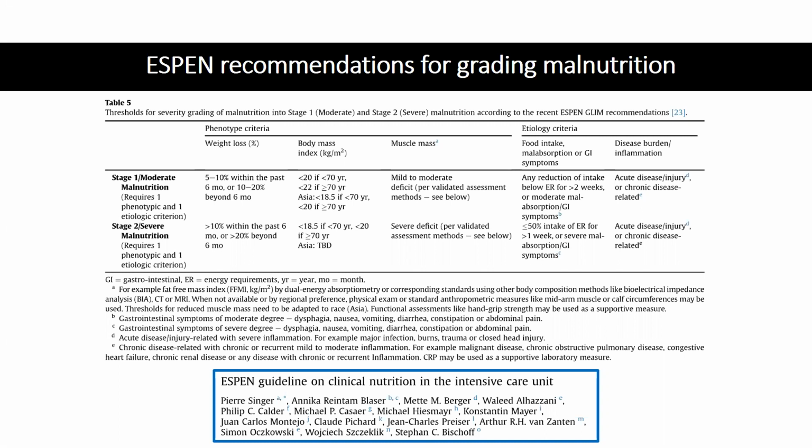Interestingly, for the COVID-19 task force recommendations for nutrition, they recommended using MUST or NRS 2002. So these ESPEN guidelines were published in 2019, and then the COVID task force was more recent. So maybe there's an evolution in the way they're approaching.